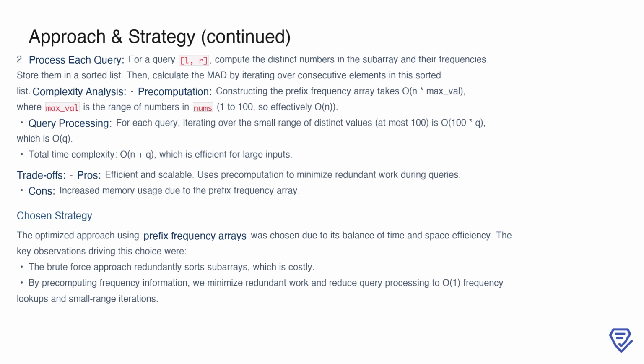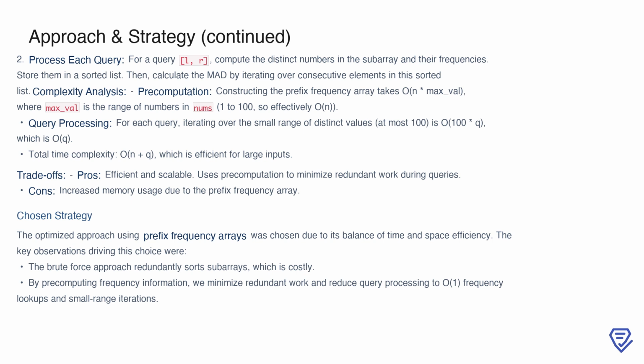This is done with the formula frequency[r + 1][v] - frequency[l][v], where l and r are the boundaries of the subarray. Once we have the frequency information, processing each query involves identifying the distinct numbers in the subarray and their frequencies. These numbers are stored in a sorted list, and the minimum absolute difference is calculated by iterating through adjacent numbers in this sorted range.